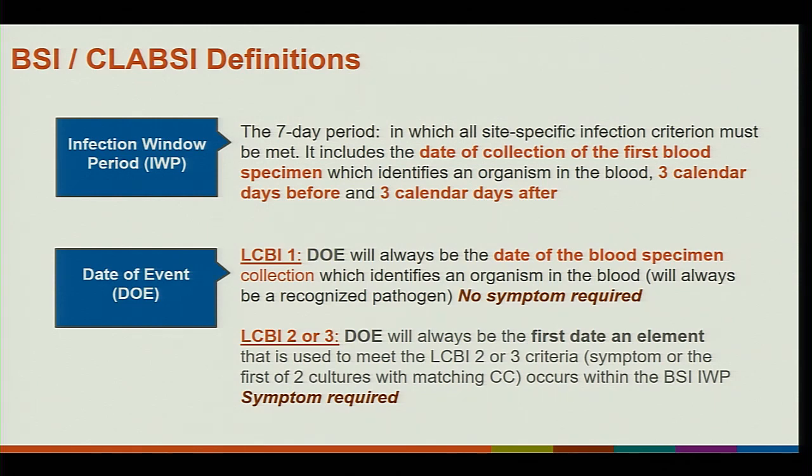There are two elements needed to meet LCBI-2 and 3, a symptom and two blood specimens that are matching common commensals or companion cultures. If the two blood specimens are collected on consecutive days, they are considered a single element for meeting the criteria. The date of the first blood specimen will set the IWP.